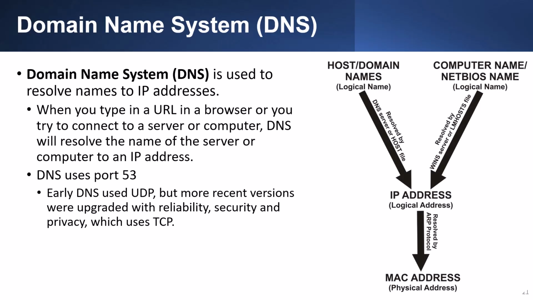Domain Name System, or DNS, is used to resolve names to IP addresses. When you type in a URL in a browser and you try to connect to a server or computer, DNS will resolve the name of the server or computer to an IP address. DNS uses port 53. Early DNS used UDP, but more recent versions were upgraded with reliability, security, and privacy, which uses TCP.